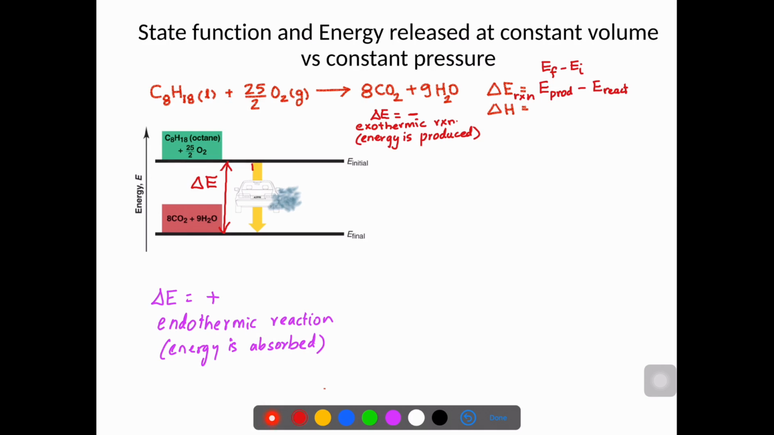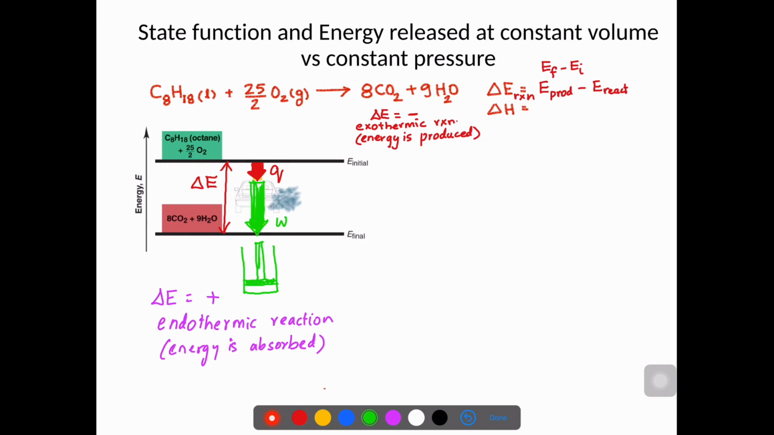So some of this internal energy difference is going to be converted into heat, which I'm calling Q. But most of it is converted into work. Think about it. In a car's combustion engine, what's really going on is you compress a mixture of air and your fuel. Your octane and oxygen mixture are compressed.